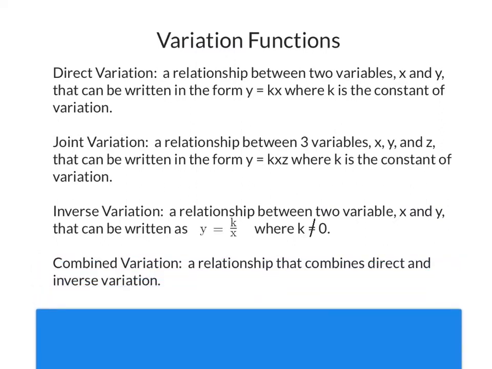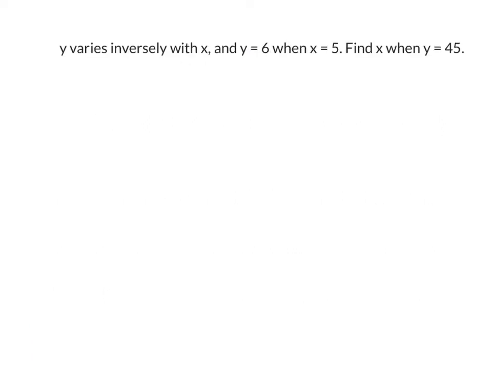And combined variation is a relationship that combines both direct and inverse variation. Please take a moment to pause this video and record these definitions. Now let's take a look at some examples of how to use these variation functions.